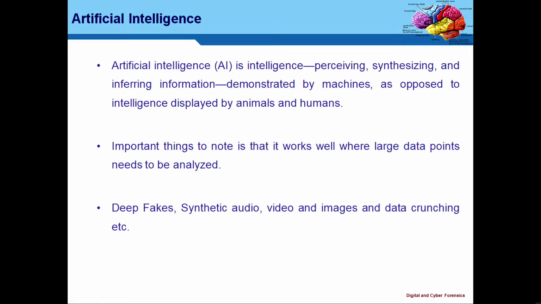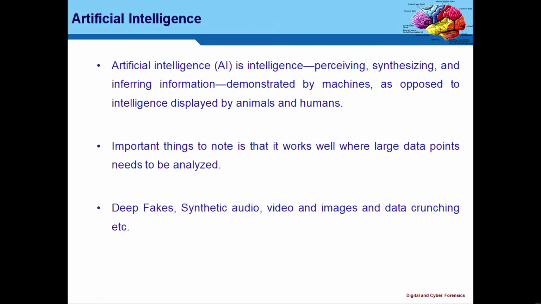And here I would like to introduce a term which is artificial intelligence, because that is the basic theme of the event today. So artificial intelligence is basically perceiving, synthesizing and inferring information demonstrated by machines, as opposed to intelligence displayed by animals and humans. We all know humans and animals have some kind of intelligence, but machines, computers can be trained to exhibit the same kind of intelligence, which is known as artificial intelligence.